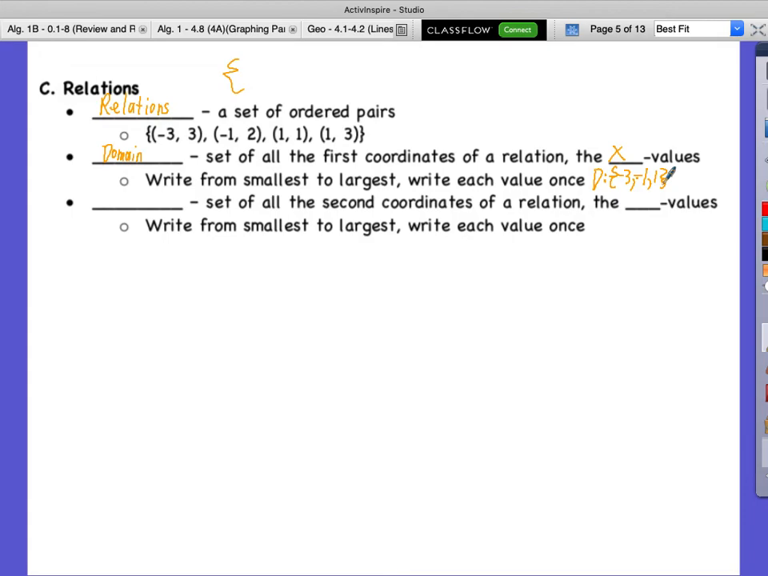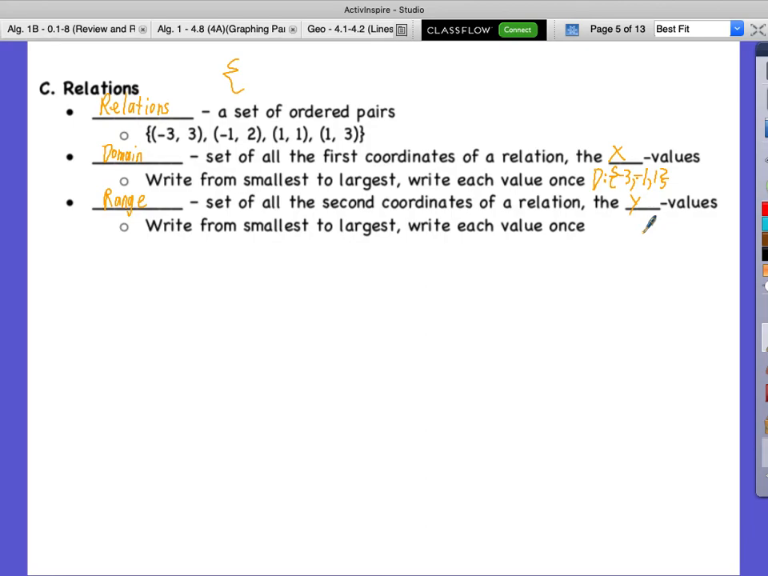Okay? And along with domain, what is the other thing that we call them? What's the set of the other ones? Range. Range, yeah. Domain and range. The range is all the second coordinates. So what variable is that? Instead of x, it's the y values, okay? And once again, we write it from smallest to largest, writing each value once.